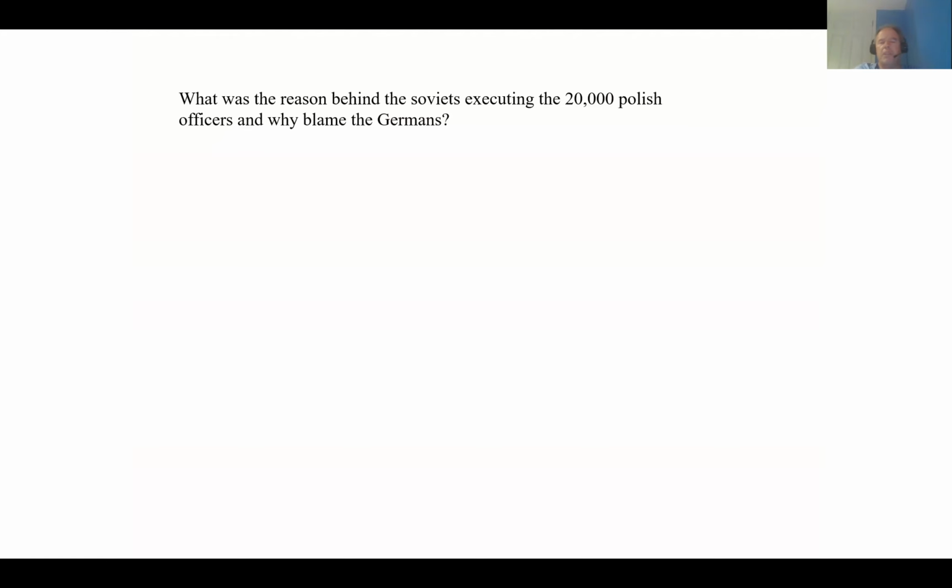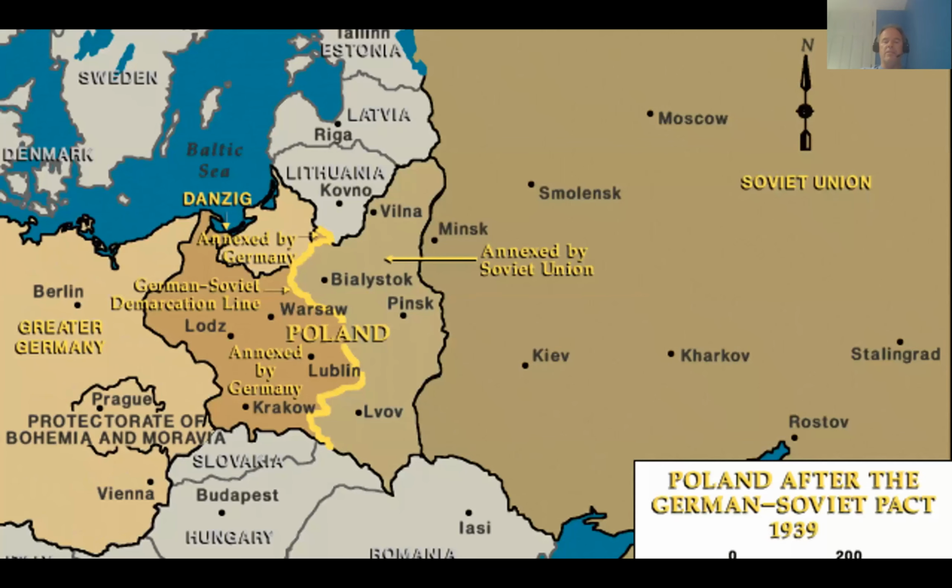And final question: what was the reason behind the Soviets executing the 20,000 Polish officers, and why did they blame the Germans? They blamed the Germans because they didn't want to admit what they had done. The reason is from this map.